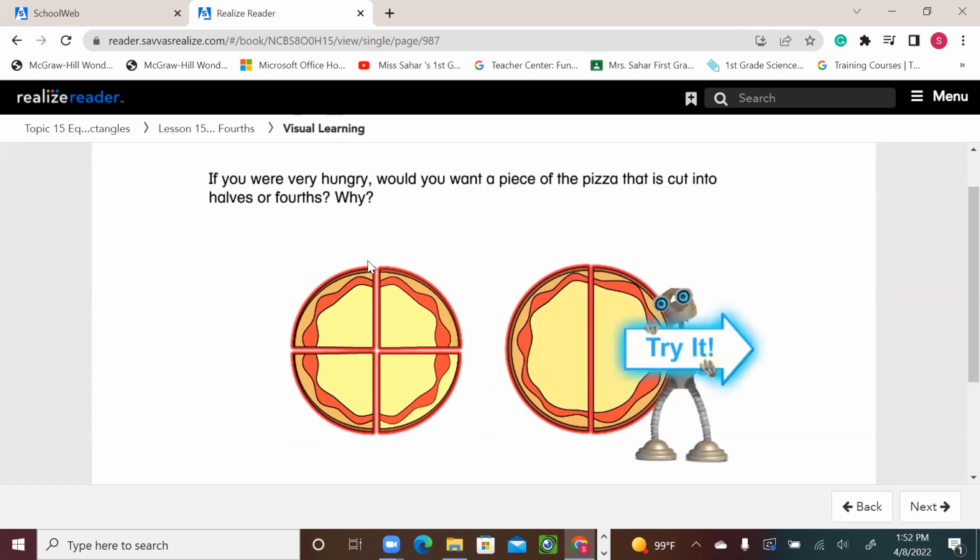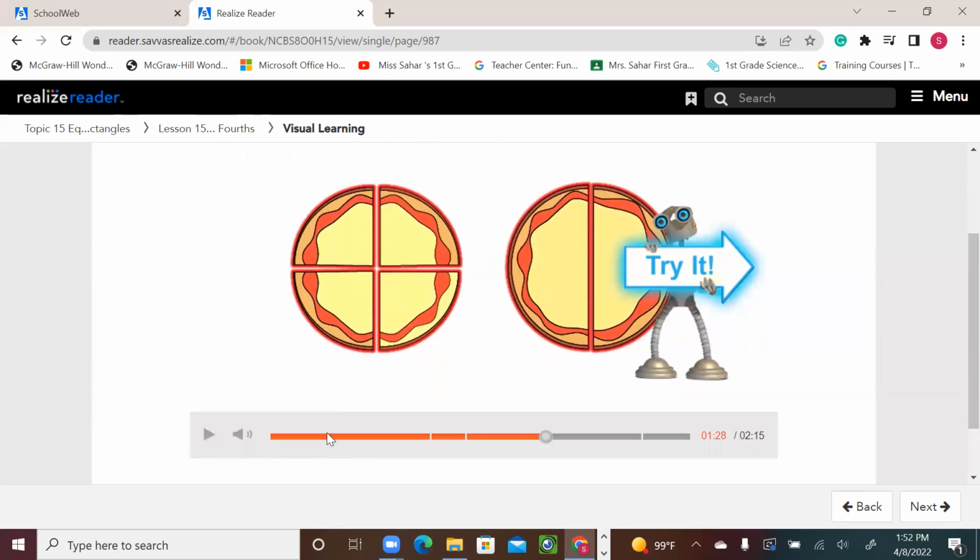All right. If you're very hungry, would you like to have one piece, 1/4 of the pizza that's divided into 4 equal parts, or one part of the pizza that's divided into 2 halves? So that will be your share, half of it.